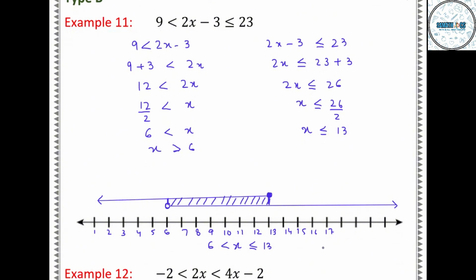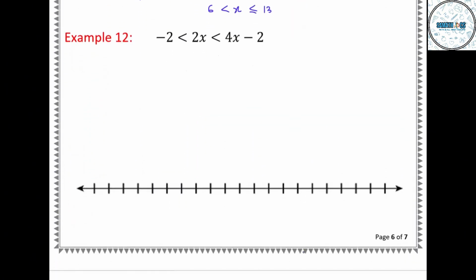If in the question they ask, write down the integer values which satisfy this inequality, in that case you have to write down the answer 7, 8, 9, 10, 11, 12, and 13. 13 will be included, but 6 will not be included because we have here a circle which is not shaded, or x is greater than 6. It means that the values which are greater than 6 are included.